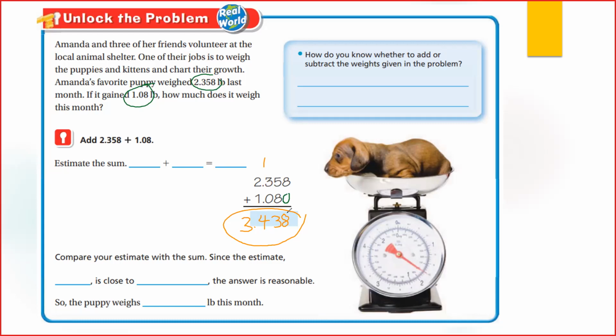Okay. Now, let's remember how to subtract.